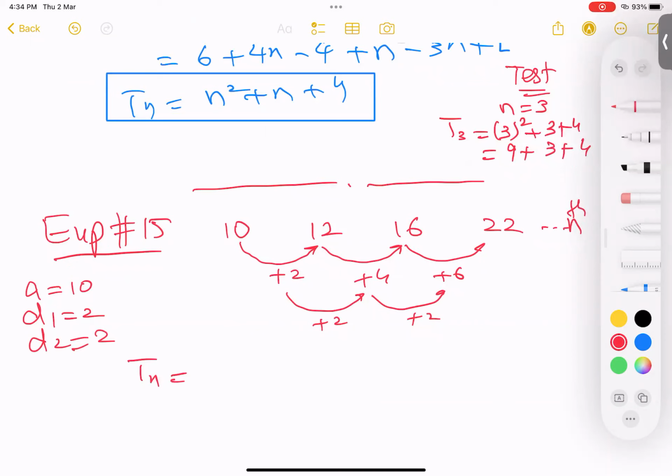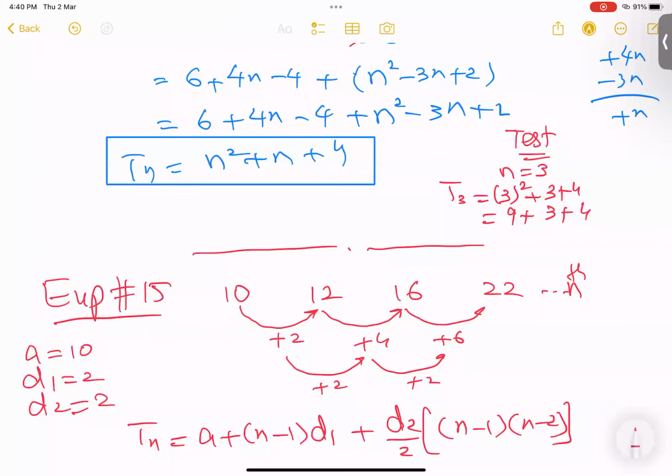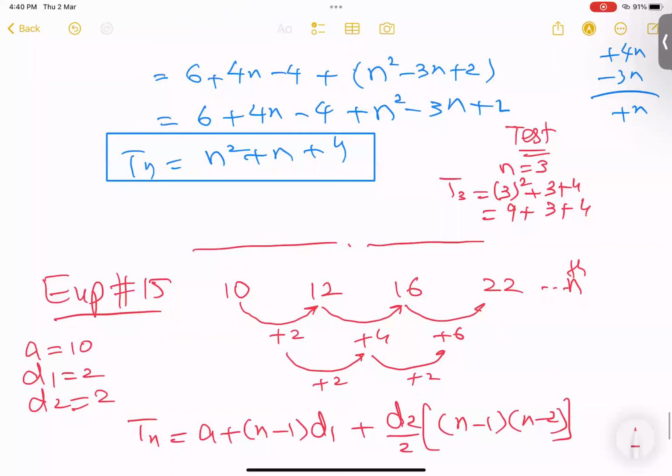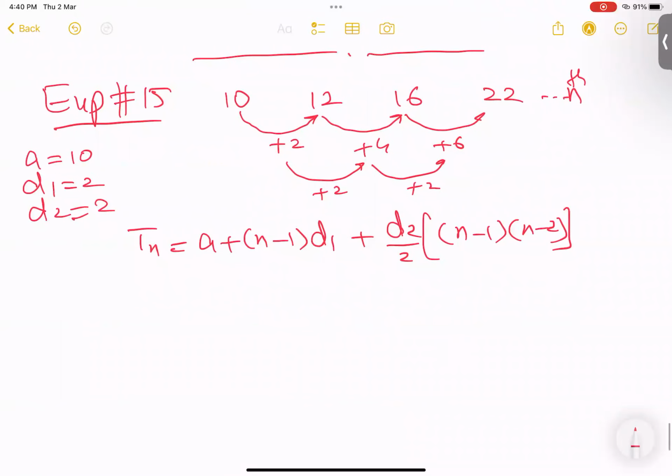So the formula is A plus (N minus 1) times D1, plus D2 divided by 2, in the bracket (N minus 1) and (N minus 2). So I believe you can do it yourself, inshallah. Take your time and just send. Yes, student, you took a reasonable time to try this one, and now I'm doing this question myself.